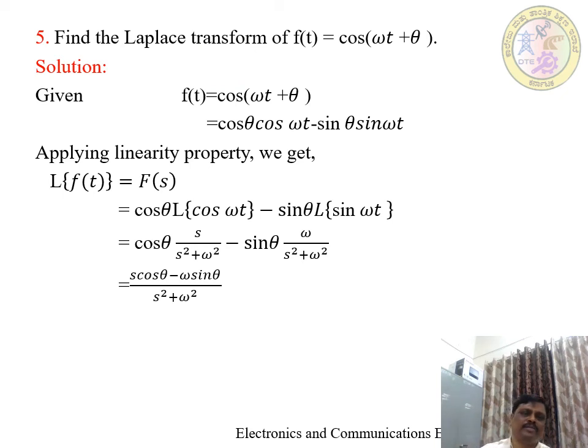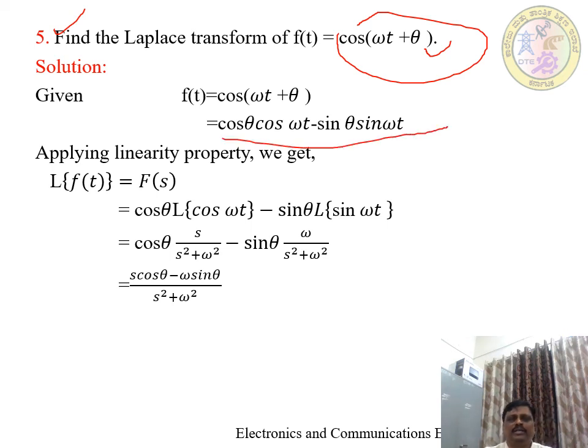Let us take up one more example here. Find the Laplace transform of f of t, where f of t is cos of omega t plus theta. To find the LT of this function, what I must do here is use trigonometric identities and rewrite this as cos theta cos of omega t minus sine of theta into sine of omega t. It is like cos of a plus b, right? Therefore, again you must use the linearity property here.